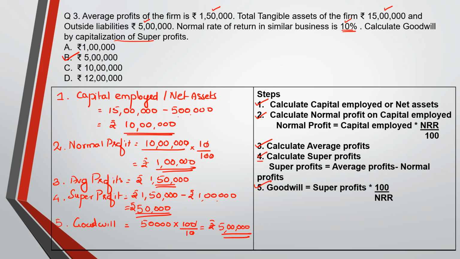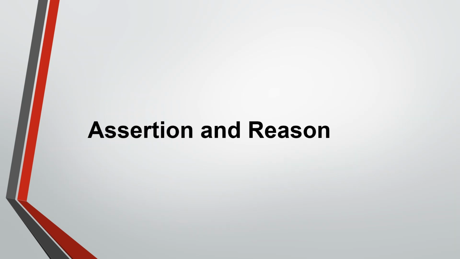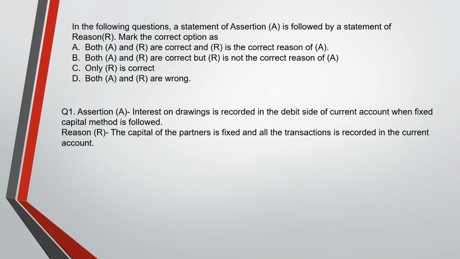So I hope I've covered ample amount in goodwill. Now moving on. The next type of question that you are likely to face in the exam is assertion and reason, where you'll be given an assertion and a reason. You're supposed to identify which one is correct. So the question would be like this.